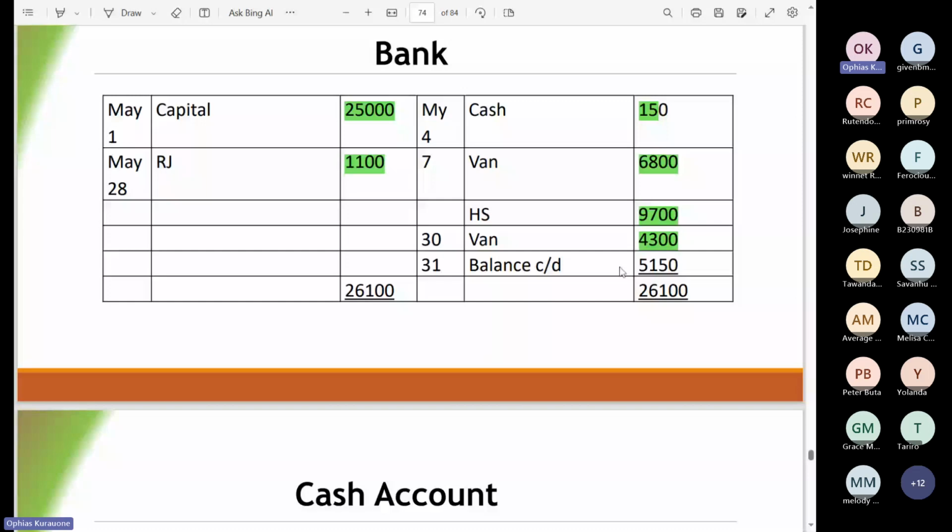That is the amount which is there in our account. Balance carried down: we say 25,000 plus 1,100 gets 26,100. Then we add 150 plus 6,800 plus 9,700 plus 4,300. Then you subtract, you get 5,100. This one becomes your opening balance for the next month. This is the opening balance.